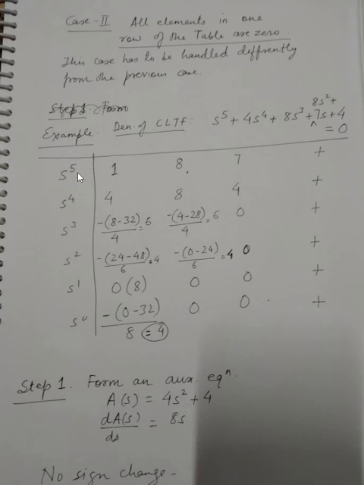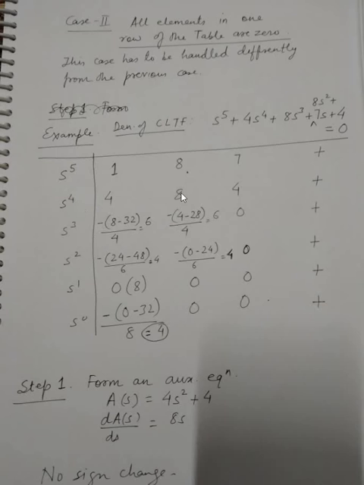Right. So the method remains the same. We'll start with s to the power 5, so we'll go 5, 4, 3, 2, 1, 0. Coefficient of s to the power 5 is 1, s cube is 8 and s is 7. So this will be my first row. s to the power 4 is 4, s square is 8 and s to the power 0 is 4. This is what I have got here.